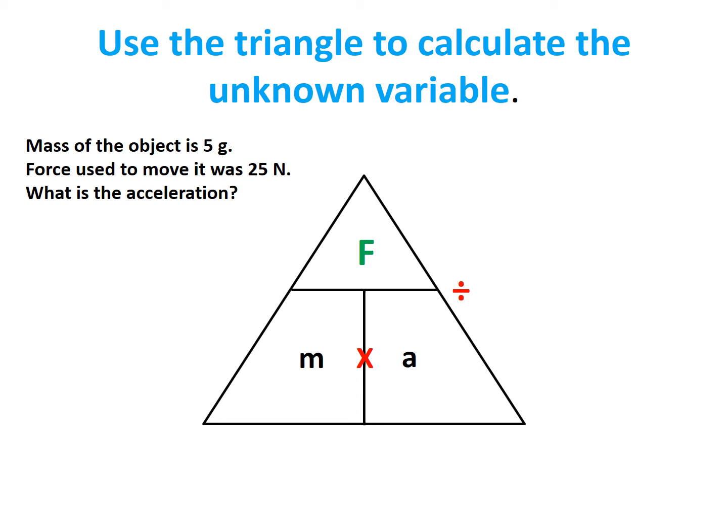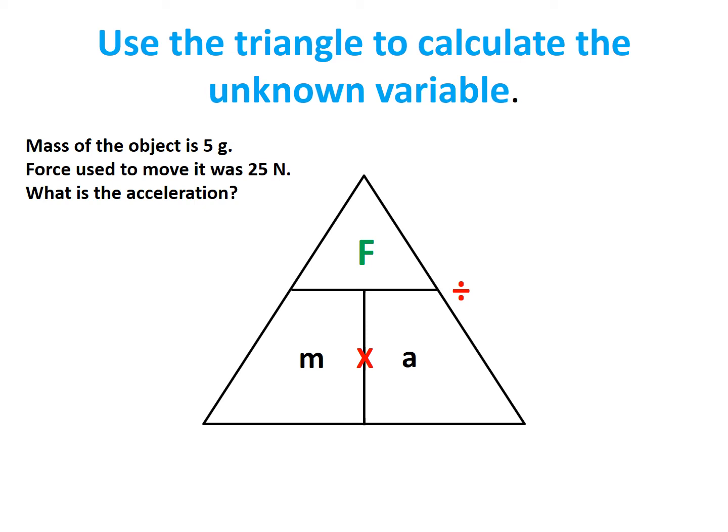Here's one where we have the mass of the object, which is 5 grams, and the force used to move it was 25 newtons. So now we're trying to figure out what is the acceleration. If you put your finger over the triangle and cover up acceleration, you'll see that force is at the top of the triangle, mass to the bottom left. Anything from top to bottom, over here to the right you see is divided. So you're going to have to divide force divided by mass, then you will receive acceleration.